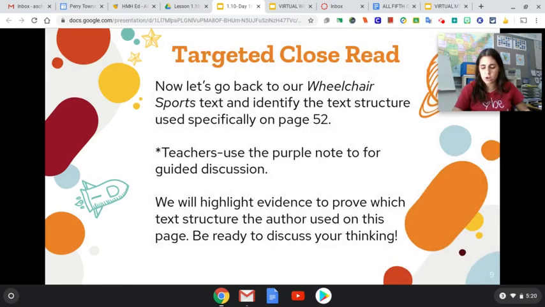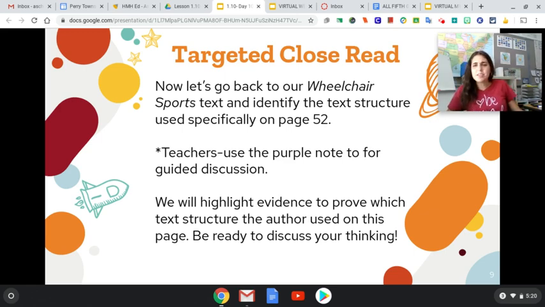So now let's do our targeted close read. Let's go back to our wheelchair sports text. Let's specifically turn to page 52. That's our final page of the story. I'm just going to make sure I didn't skip over anything. I think we talked about everything else we need to. So page 52, let's reread pages 11, 12, and 13.